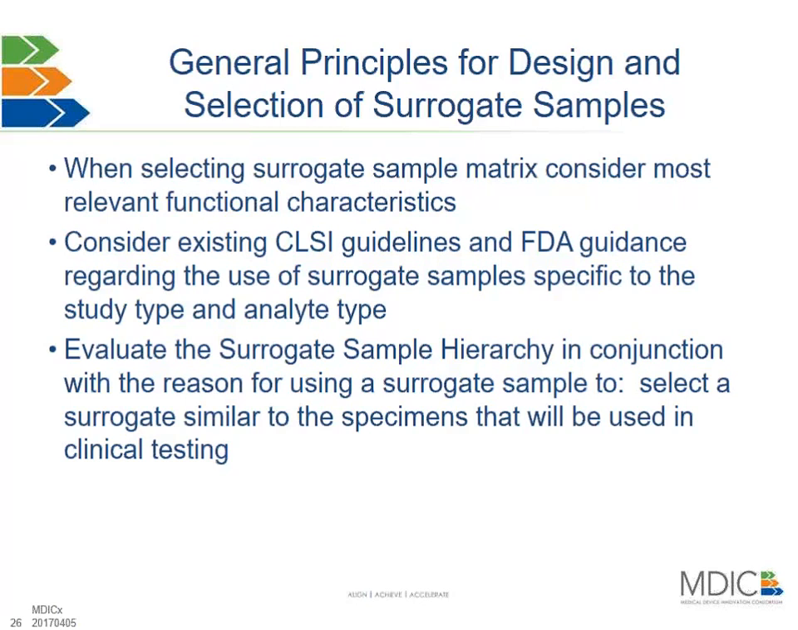The next general principle to consider is the use of established references and methodologies. The team recognized that in some areas there are existing standards or guidelines regarding the use of surrogate samples for specific study types, as well as FDA guidance that exists related to particular analytes or technology. And as part of the general principles, we wanted to bring forth the recognition of what exists today and include that as a factor to consider when approaching this topic.